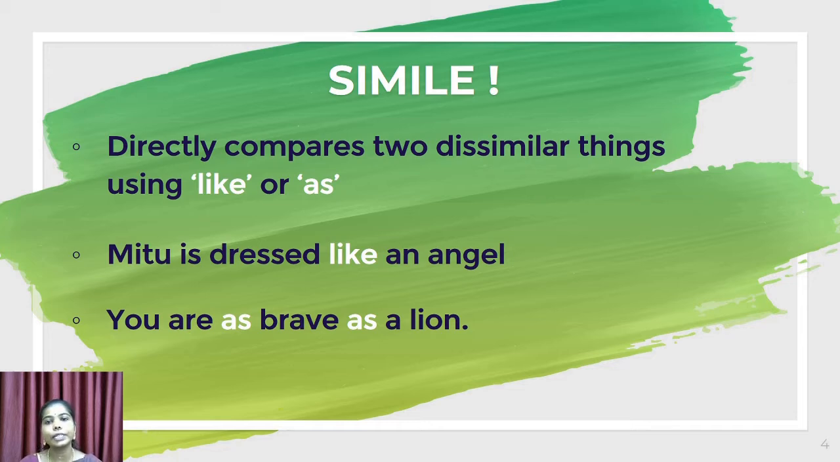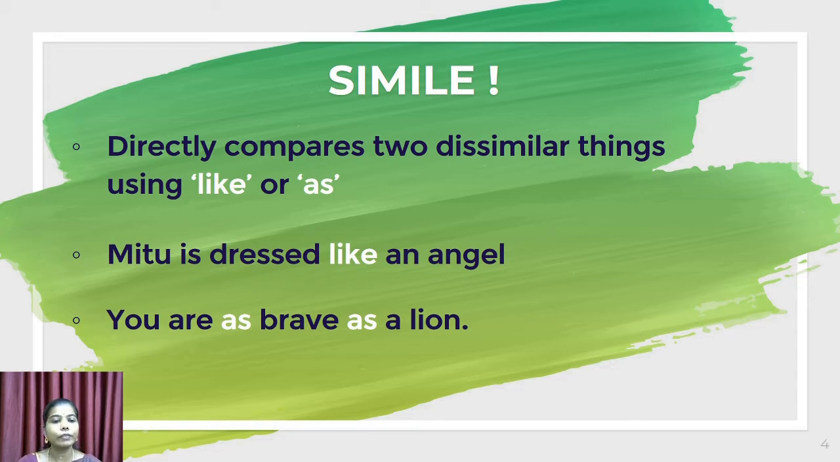The first one is simile. So simile is a literary device which is used for comparison. And using simile, we can compare two dissimilar things by using the words like or as.